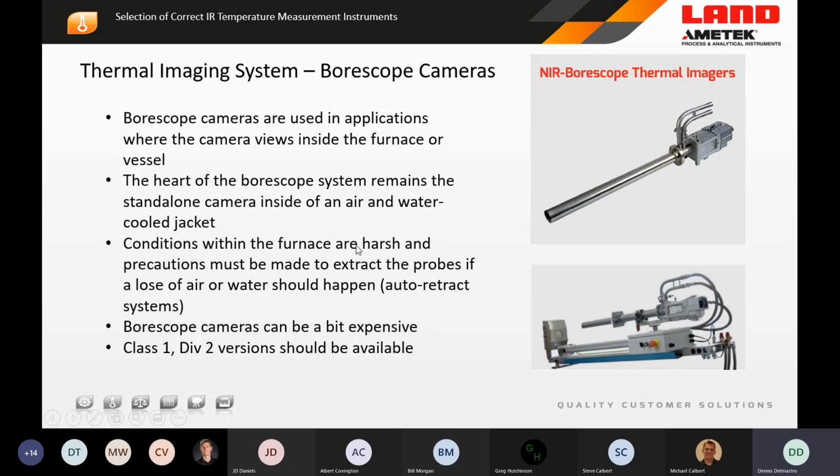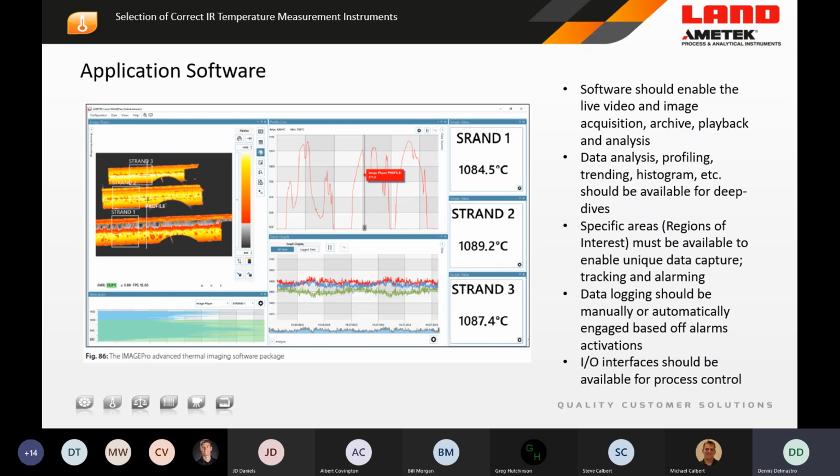Now, these conditions within furnaces can be harsh, and precautions must be made to extract the probes if you lose the air or the water cooling. In those cases, you use what we call auto retract. These things detect excessive temperatures on the objective lens or the camera, and they'll pull the camera, the borescope, out of the furnace. Now, these can be fairly expensive, and there are Class 1 Div 2 versions available. Typically, hydrogen reformers, methanol, methane, they need C1D2, and those are available out there.